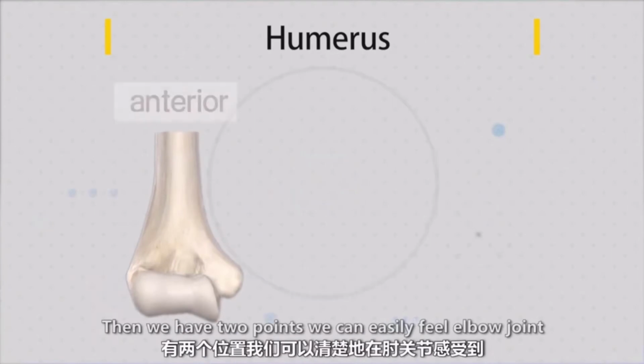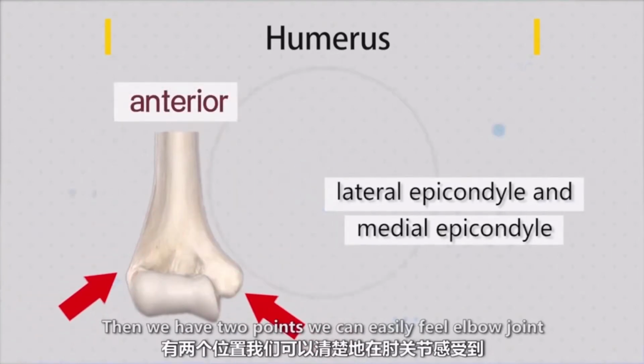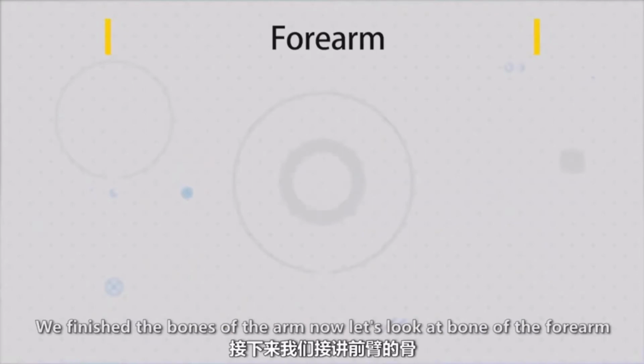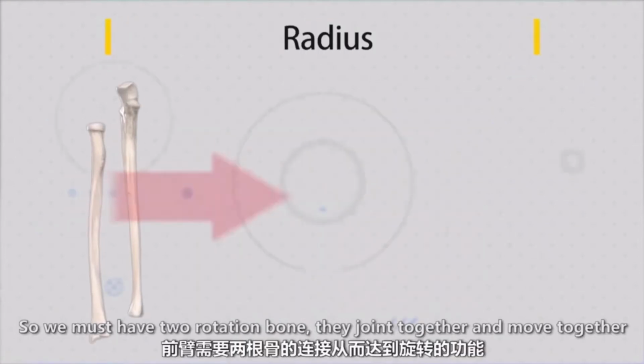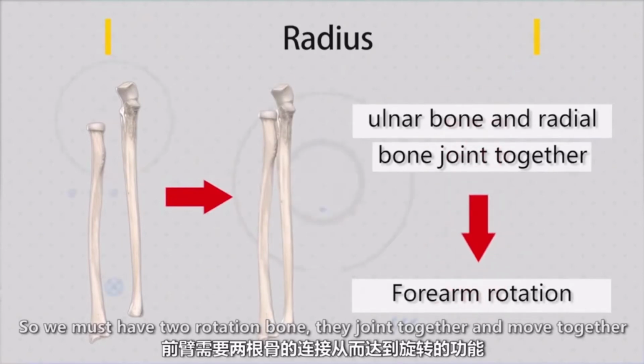Then we have two points that we can easily feel at the elbow joint, these two. That's what we call the epicondyles. So we finished the bone of the arm. Now let's look at the bones of the forearm. For forearm rotation, we have two bones. They get together and they move together.